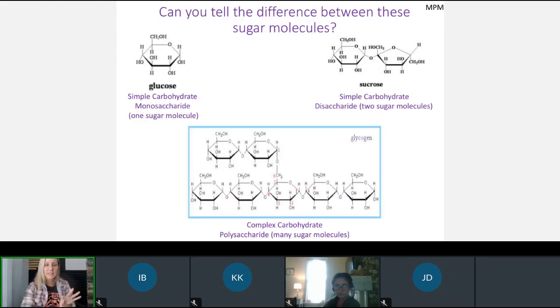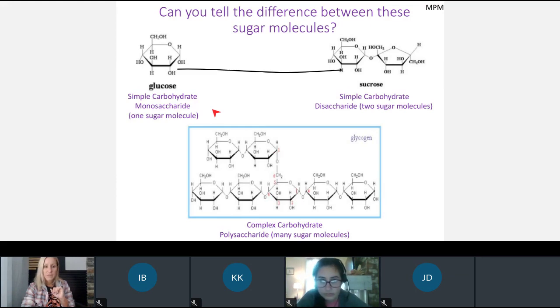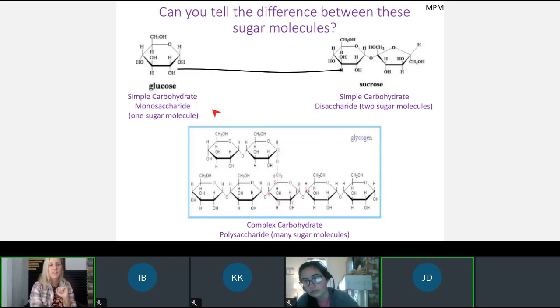So let's look at this. Can you visually tell a difference between these two molecules? Yes or no? They're different. How are they different, Jonathan? How do they look different? Does this one look smaller, and that one on the right looks larger? Yes, perfect, Jonathan. So this one is larger.